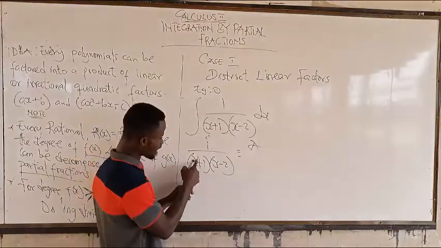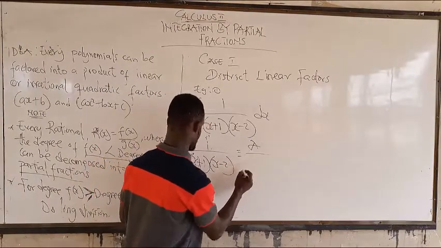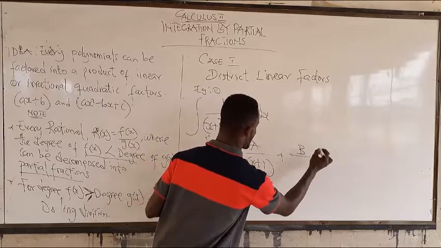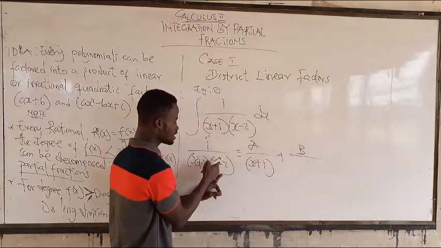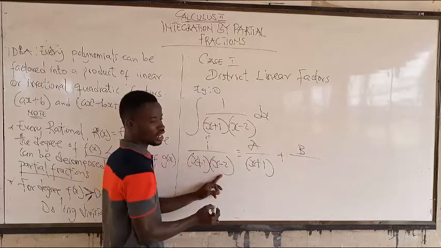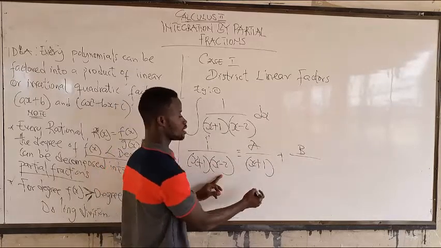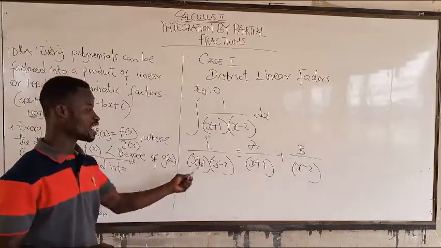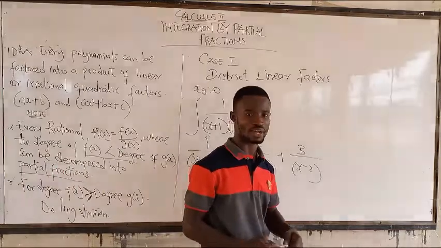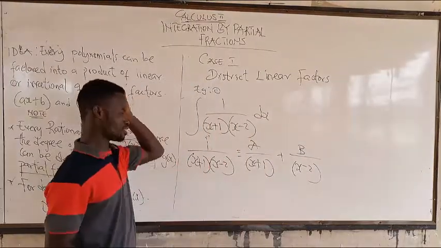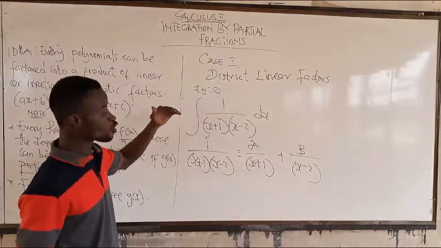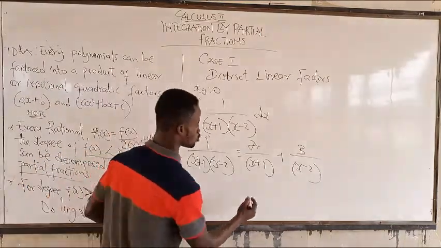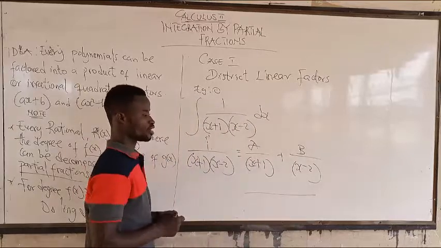You can see that here it has the power of 1. So here is A over S plus 1, plus B over S minus 2, also having a power of 1. Now the A and the B are constants that we are going to find out. We are not doing calculus for now. What we are doing is algebra. Very good. So you find the LCM.